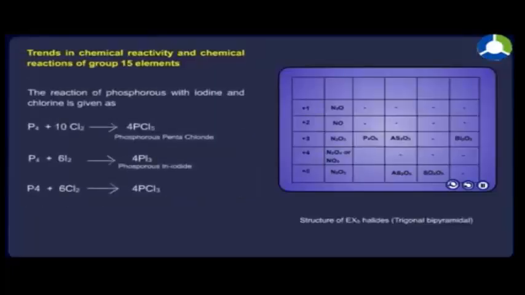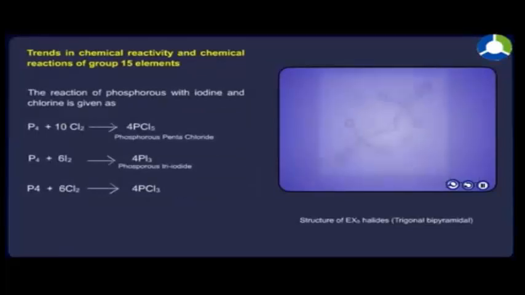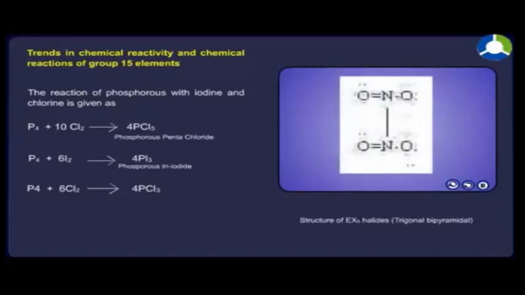The reaction of phosphorus with iodine and chlorine is given as P4 reacts with 10Cl2 to give 4PCl5. P4 reacts with 6I2 to give 4PI3. P4 reacts with 6Cl2 to give 4PCl3.